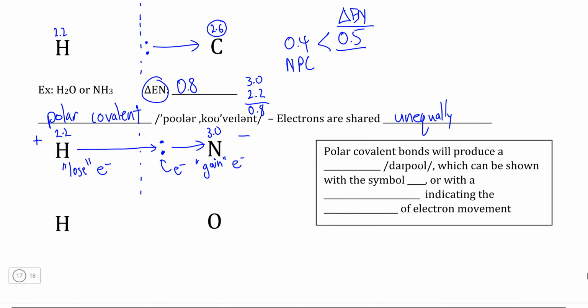This phenomenon where we have a polar covalent bond is what we call a dipole, which we can represent using this symbol here. This symbol is the lowercase Greek letter delta, as opposed to the uppercase Greek letter delta that means difference in. So the lowercase delta here indicates that there is a partial charge as a result of unequal electron sharing here.